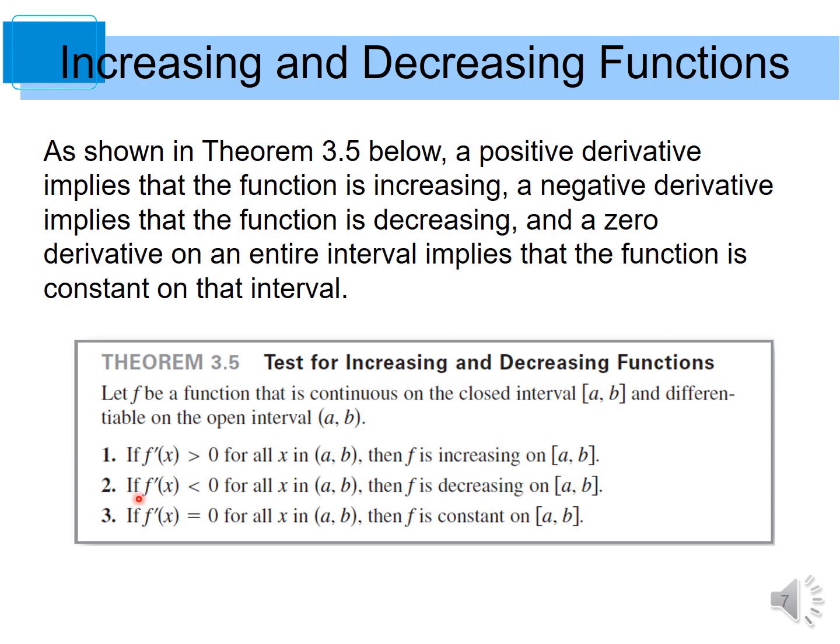If f prime x is less than 0 for all x in the open interval (a, b), then f is decreasing on the closed interval [a, b]. Lastly, if f prime x equals 0 for all x in the open interval (a, b), then f is constant on the closed interval [a, b].